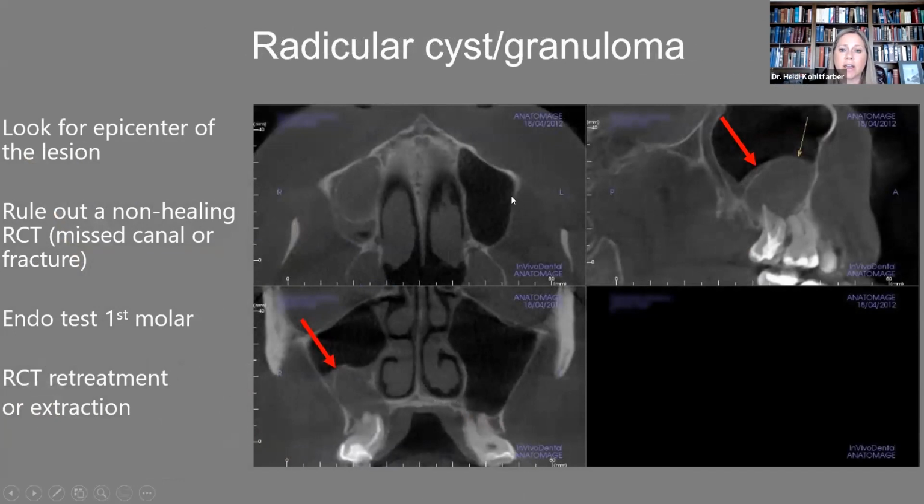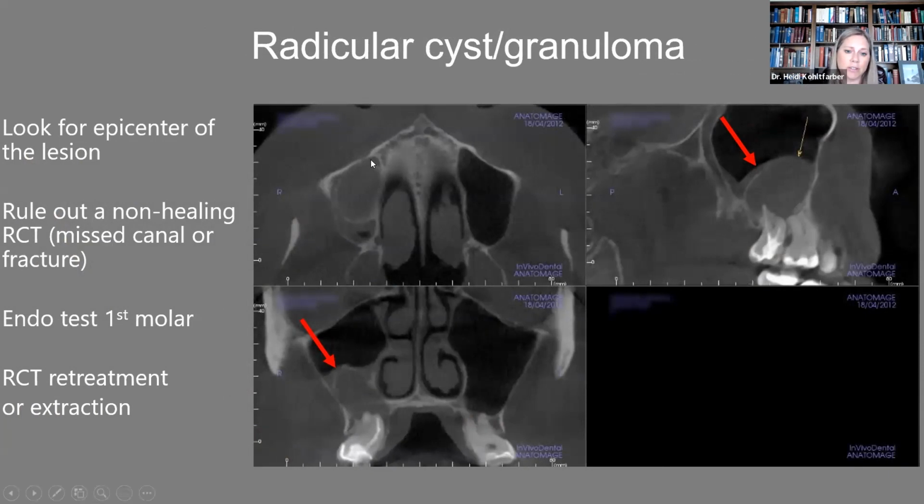Radicular cysts versus granuloma, of course, we do see radicular cysts. One of the things that can be confusing when we are looking at our sinus is that we're trying to decide whether this particular lesion is odontogenic in origin or if it's something that's coming from the sinus. And sometimes that can be very difficult.